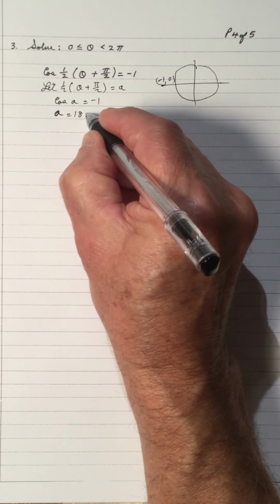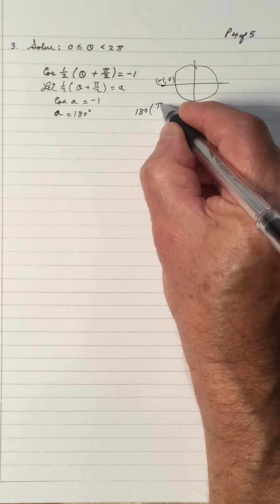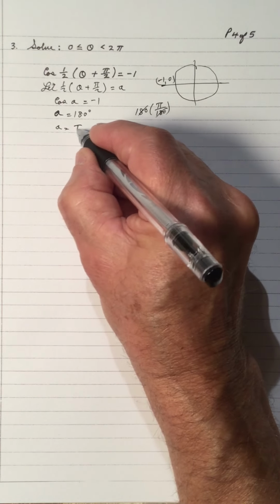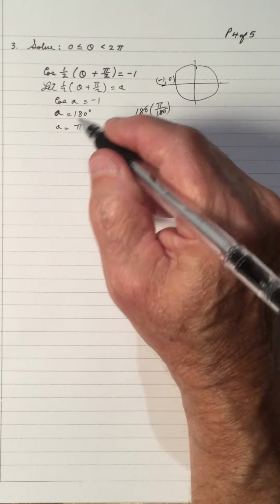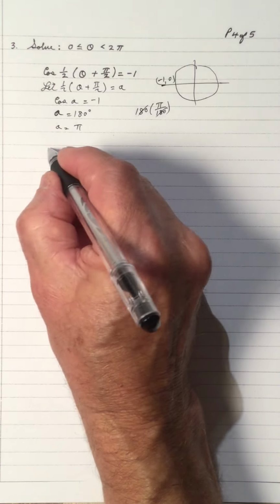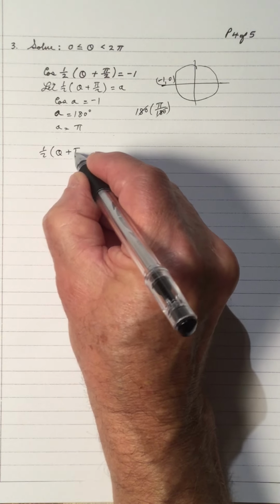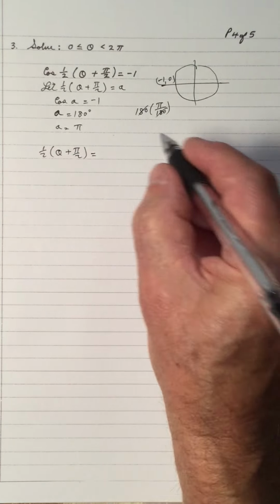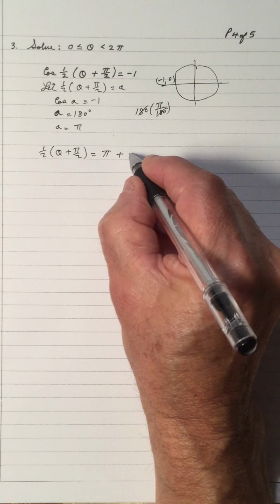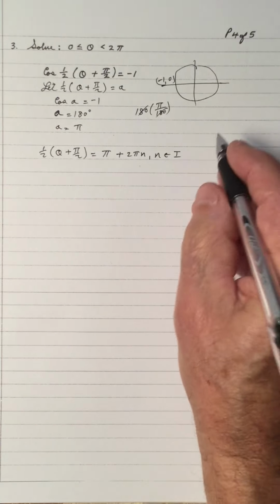180 degrees. Now I do degrees, and then I change degrees to radians. So 180 times pi over 180, they cancel, so A in terms of radians is pi. I work it out in degrees and then change degrees to radians. I find it easier to do it that way. So now we have a half theta plus pi over 2 equals pi. We only got 1 at this time, so it's plus. Instead of having 360n, we have 2 pi n, where n belongs to the integers.